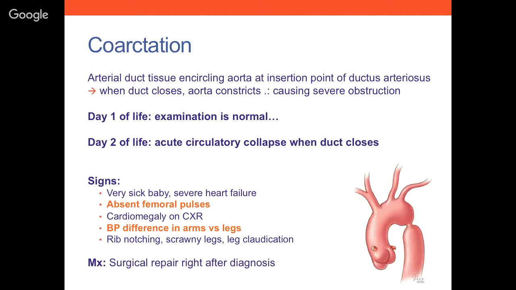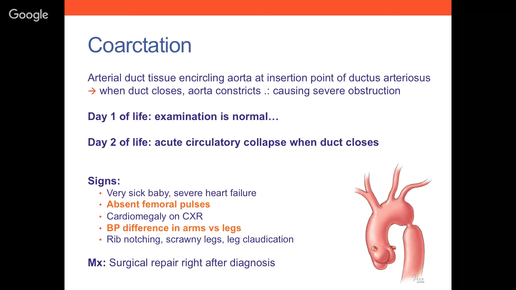Cool. So coarctation is one that doesn't really fit anywhere else exactly. What goes on with this one is that where the ductus arteriosus is, between the pulmonary artery and the aorta, when it closes, it constricts the aorta and causes this coarctation, as we can see in this little picture here. So on day one of life, generally a little baby's totally fine, and on day two of life, when the ductus arteriosus starts to close, the baby just gets really sick.